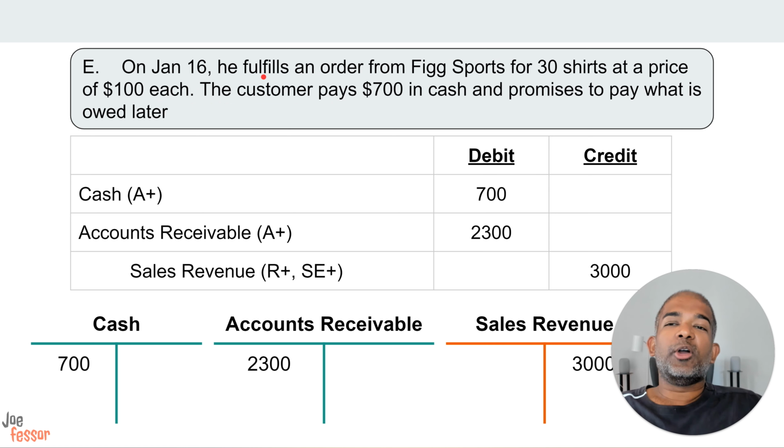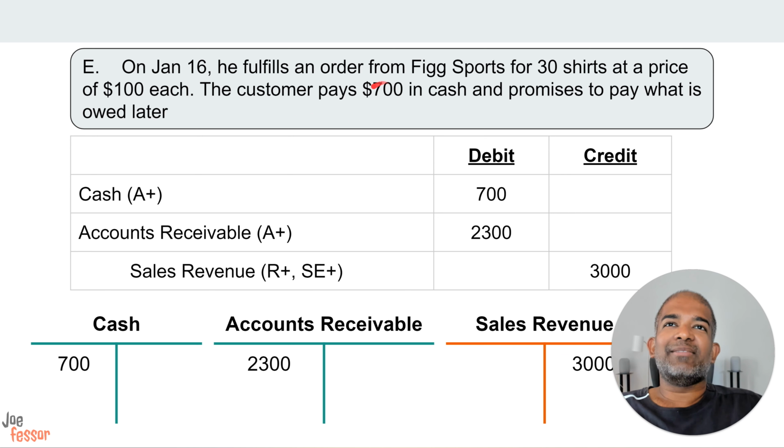Now, going back to the first guideline I gave you, you start thinking of whether there is a revenue or expense involved in this transaction. You're selling 30 shirts for $100 each to a customer. That can be identified as revenue. You make a revenue of $3,000. But are you collecting cash for the entire $3,000? You're not, right?